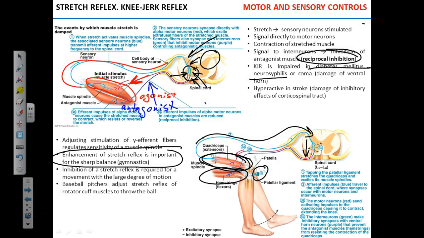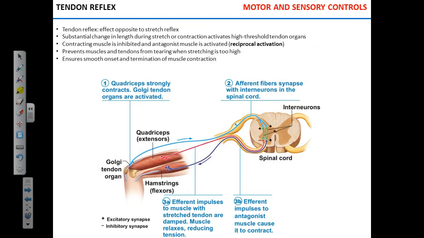So, great precision comes with higher sensitivity, lower threshold of activation. Great amplitude comes with the lower sensitivity and higher threshold of activation. Does that make sense? Now, that is one reflex. That is the stretch reflex. Tendon reflex.